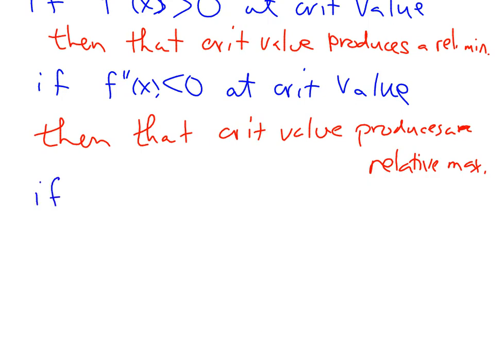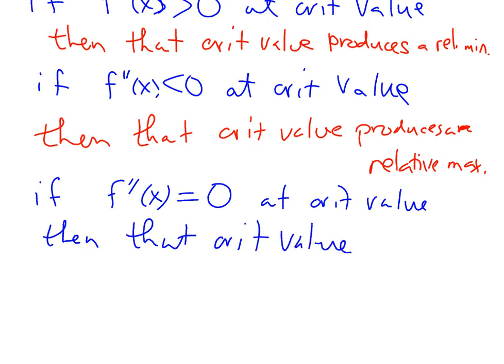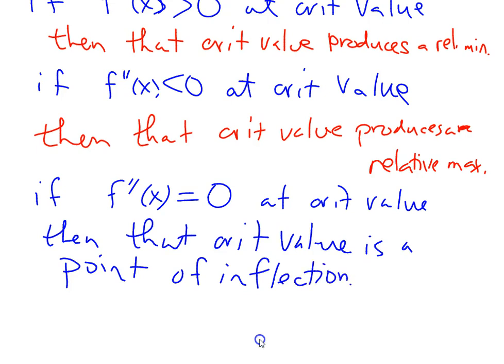And then for the last scenario, if f double prime of x is equal to 0 at the critical value from f prime of x, then that critical value is a point of inflection. Okay? Now again, we rarely use that.